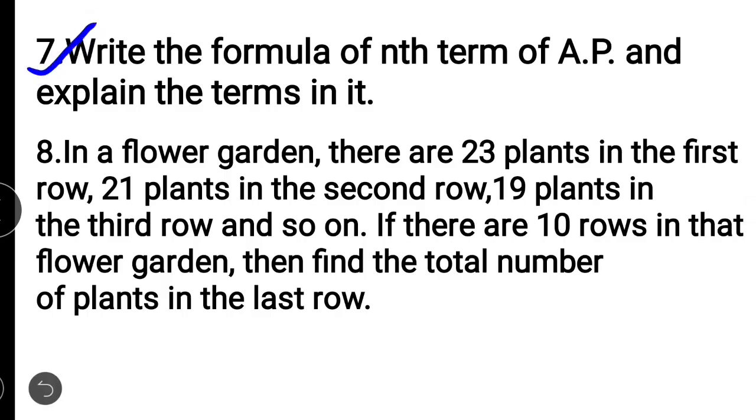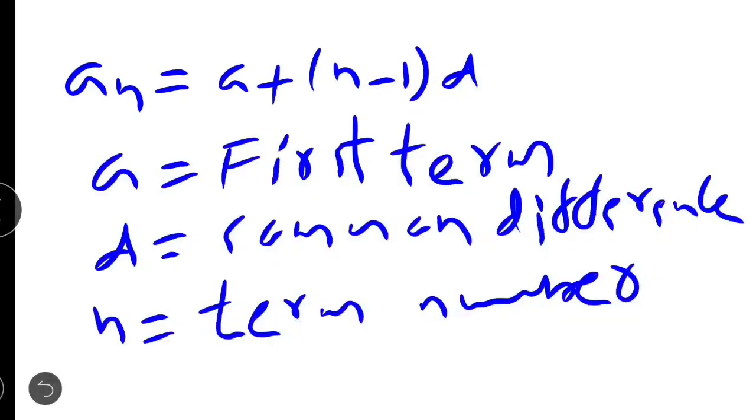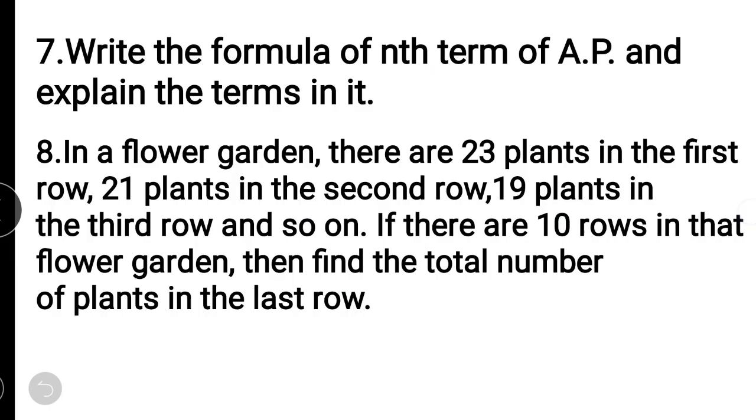Next, seventh problem. Write the formula of the nth term of AP and explain the terms in it. The nth term is denoted with an, so its formula is a plus n minus 1 into d. Here a is the first term, d is the common difference and n is the term number.